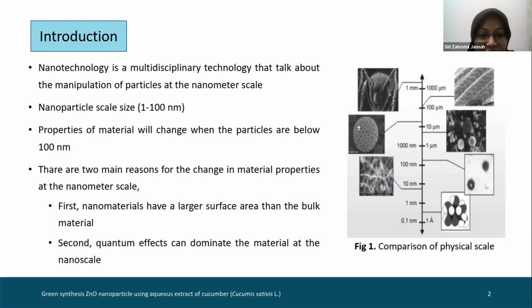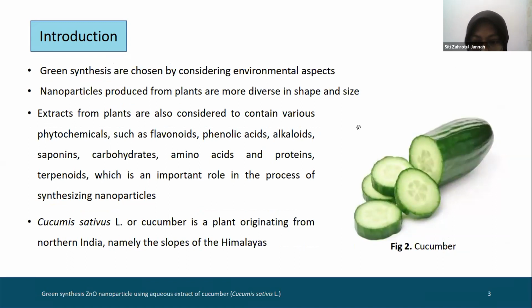The first is that nanomaterials have a larger surface area than bulk material, which affects strength and the other properties mentioned above. The second, quantum effects can dominate the material at the nanoscale, which affects the optical, electrical, and magnetic behavior of the materials. In addition, nanomaterials have adjustable physicochemical properties such as size, morphology, surface charge, and stability. These properties have made nanomaterials very attractive in the pharmacy and medical sector, even in the cosmetic sector.